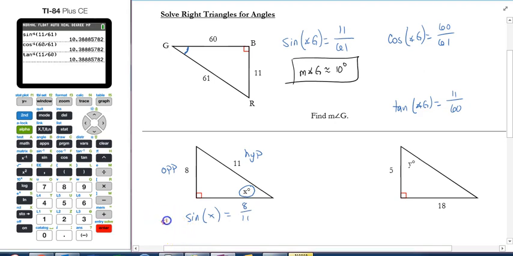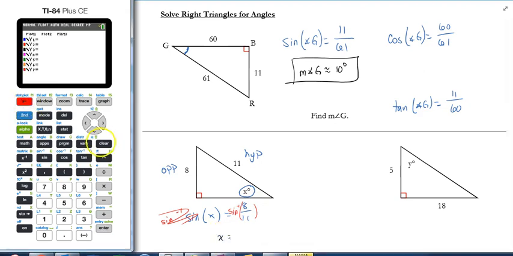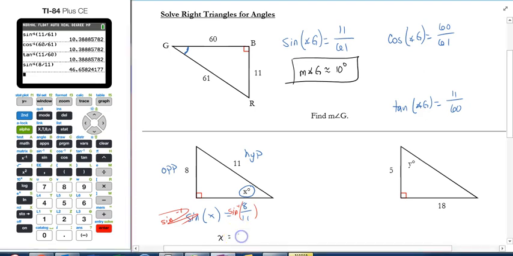Inverse trig functions, because if I take the inverse of this, those cancel. That means I have to take the inverse of this. That's what I'm typing into my calculator. X is going to get me, second sine, because I'm doing the inverse sine function of 8 over 11. 46.6, round to the nearest degree, is going to get me approximately 47 degrees. So we'll make that an approximate.